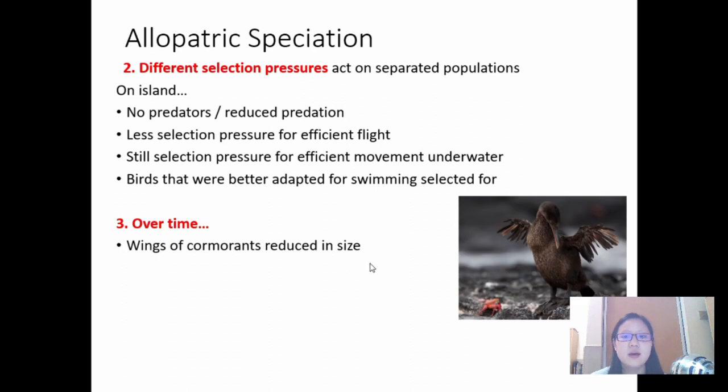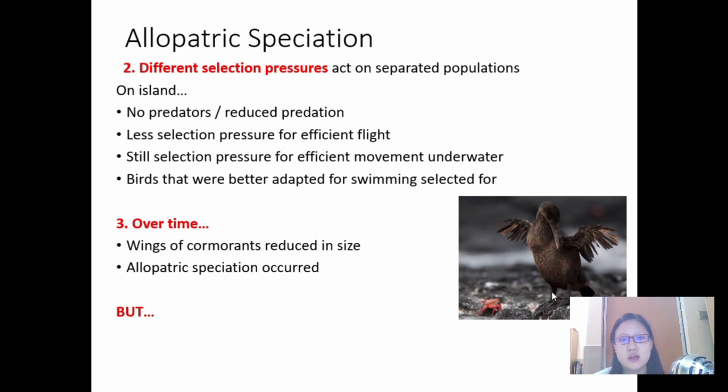Over time, the wings of the cormorants reduce in size, and there could be a few reasons. It could be that it saves the energy of the bird, maybe, so it produces smaller wings and better flippers, for example, or it's simply not important anymore and is lost via genetic drift. So in this case, we can say that allopatric speciation has occurred because this now looks very different from the species on the mainland and therefore is considered a new species.